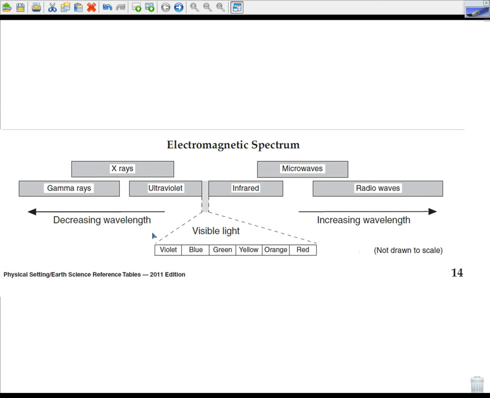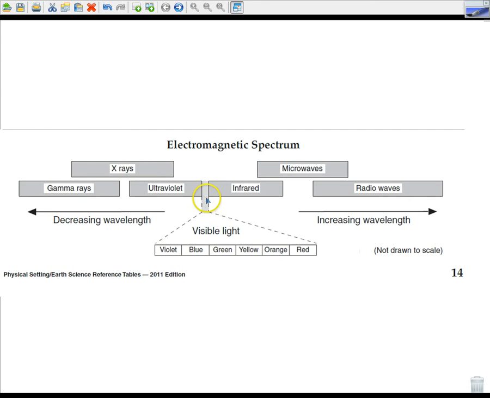So if you look, the way it's set up is your smallest wavelengths are on the left, gamma radiation, and your longest wavelengths like radio waves are on your right. In between ultraviolet and infrared, you have visible light. So all of the visible light, violet, blue, green, yellow, orange, and red, fit in this very, very small area over here.